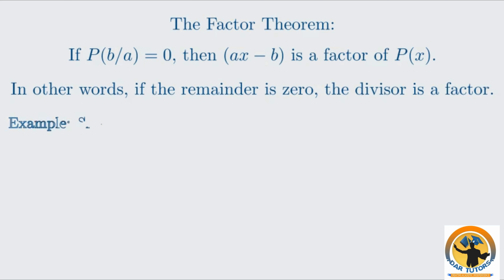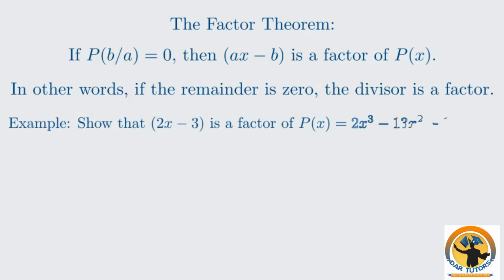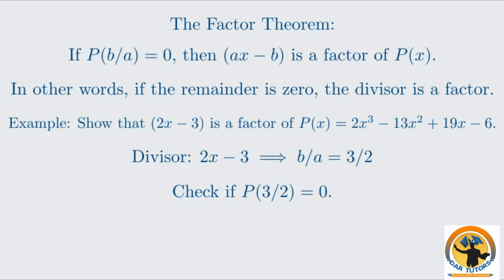Show that 2x minus 3 is a factor of the polynomial p of x equals 2x cubed minus 13x squared plus 19x minus 6. Our divisor is 2x minus 3. So b over a is 3 over 2. We need to check if p of 3 over 2 is equal to 0. Let's substitute x equals 3 over 2 into the polynomial.